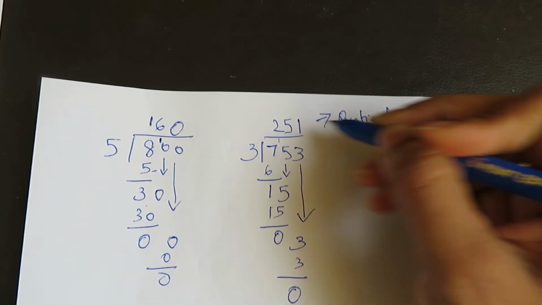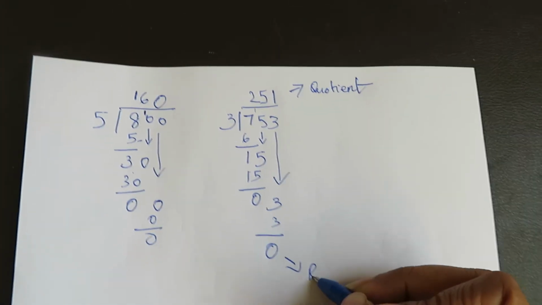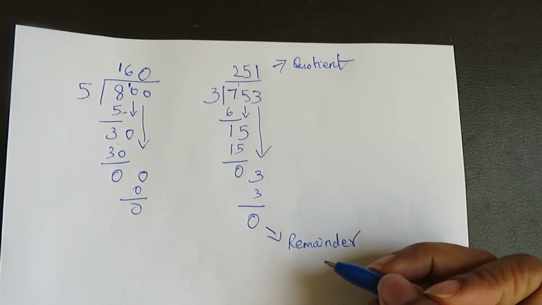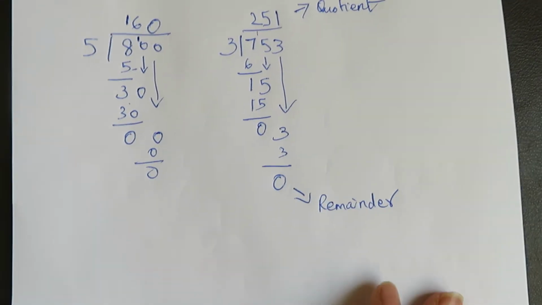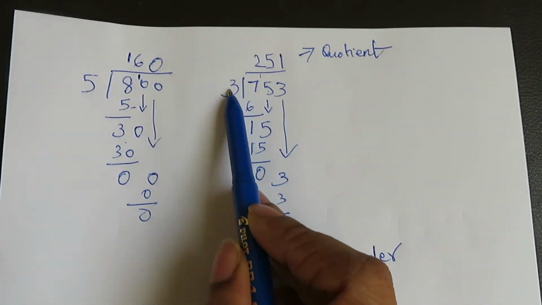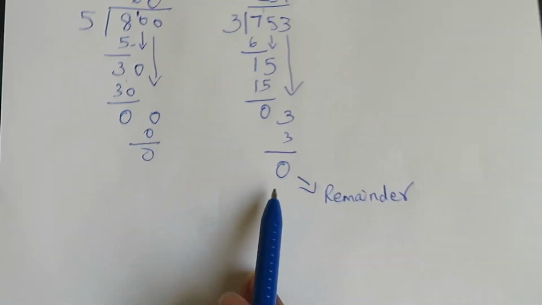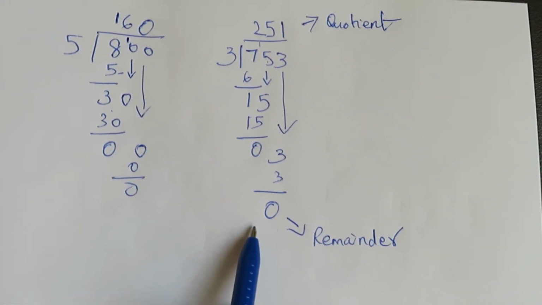Okay, the answer that you get is known as the quotient. And this is known as the remainder. Whatever remains is the remainder. Clear? So these are all known as whole numbers. You're dividing two numbers, and this is the way to divide two numbers. Have a look into these questions too.